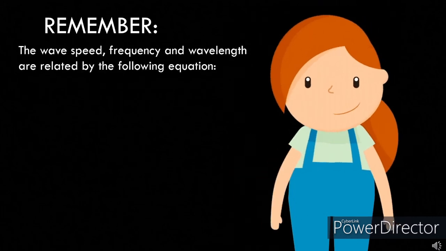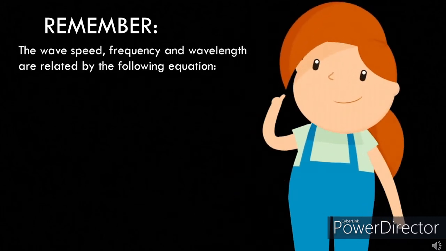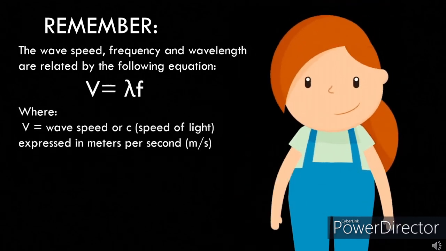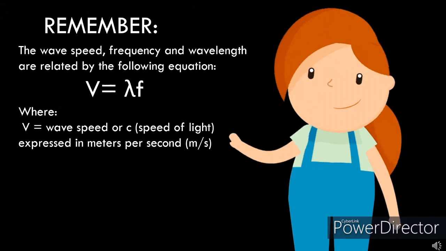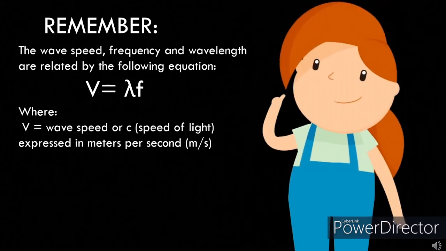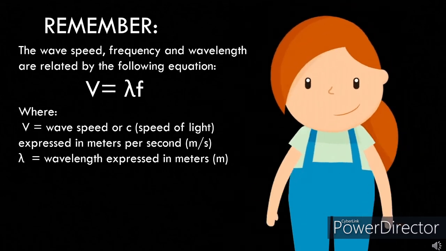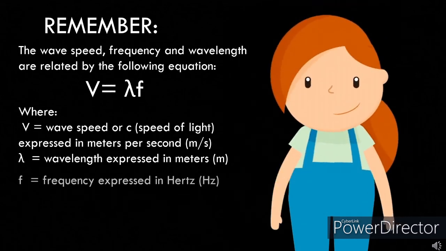Lastly, the wave speed, frequency, and wavelength are related by the following equation. v equals lambda f, where v is equal to wave speed, or the c, speed of light, expressed in meters per second. Lambda equals wavelength expressed in meters, and f equals frequency expressed in hertz.